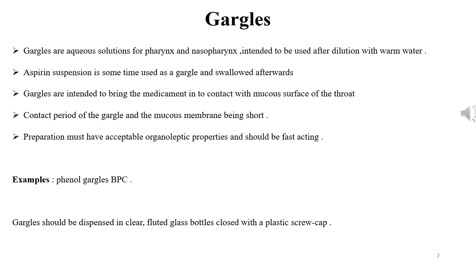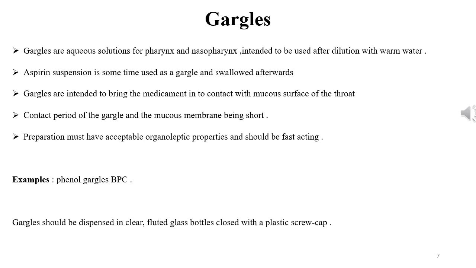The first formulation of the monophasic system is gargles. Gargles are aqueous solutions used for treatment of an infection of the throat. Usually they are concentrated solutions and must be diluted with water before use. In using the gargles, they are brought into intimate contact with the mucous membrane. So it is also used for the pharynx.